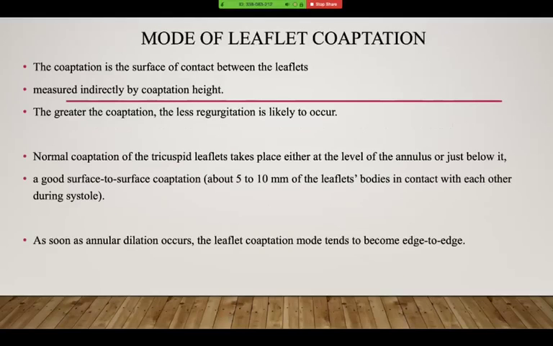Now we'll come to the mode of leaflet coaptation. The coaptation is the surface of contact between the leaflets. It's measured indirectly by coaptation height. The greater the coaptation, the less regurgitation is likely to occur. Normal coaptation of the tricuspid leaflets takes place either at the level of the annulus or just below it. A good surface-to-surface coaptation, which is about 5 to 10 mm of the leaflet bodies in contact with each other during systole. As soon as the annular dilatation occurs, the leaflet coaptation mode tends to become edge-to-edge.